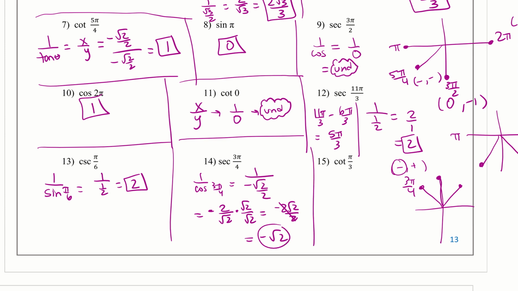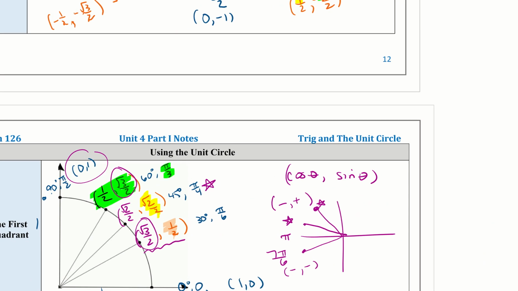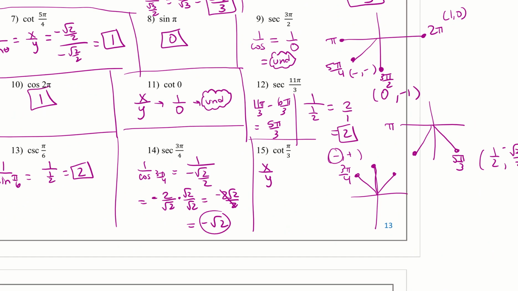Last one, the cotangent of pi over 3. Cotangent is x over y instead of y over x. Pi over 3, if we think about it as 3, 2, 1, x is the 1 or the 1/2. And then sine or the y would be 1, 2, 3, which is root 3 over 2. So this would be 1/2 and root 3 over 2. Now the 2's here divide out, and I get 1 over root 3 that needs to be rationalized to root 3 over 3.